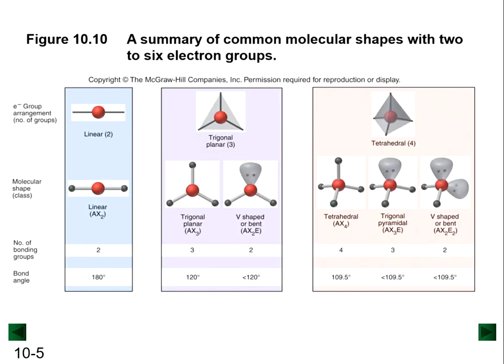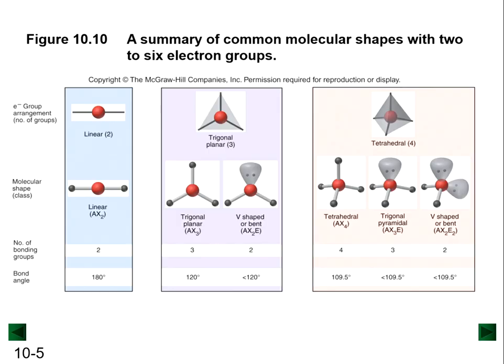For the linear electron group arrangement, we only have one molecular shape or molecular structure, and that is linear. For the trigonal planar electron group arrangement, that is when we have 3 electron groups, we can have 2 different molecular shapes. One is a trigonal planar molecular structure, or for one lone pair, then we will have a V-shaped molecular structure.